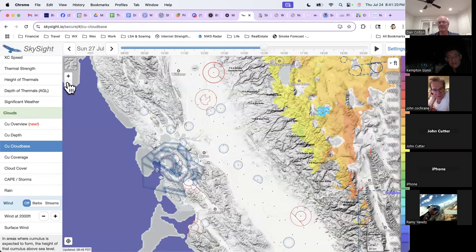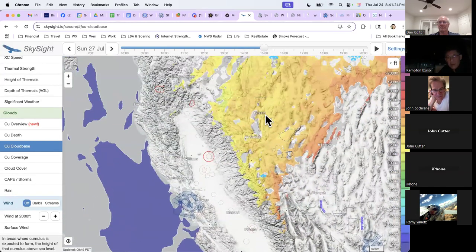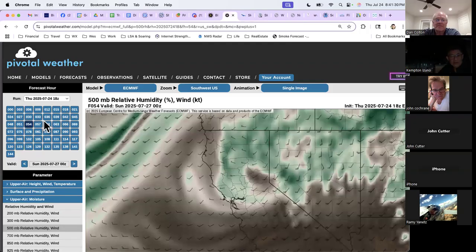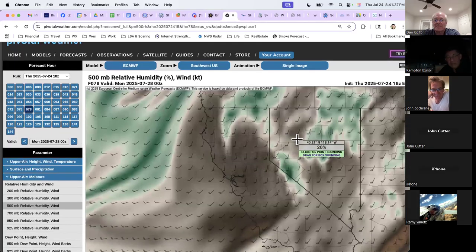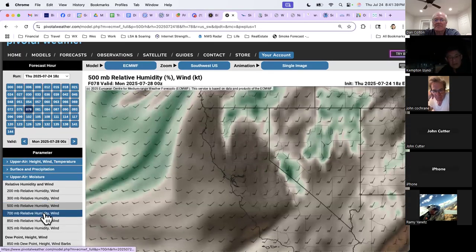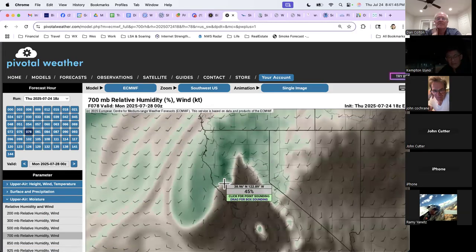But northeast out of Truckee looked like a fun project Sunday. It's low 12, but at least it's not overdeveloped, at least at 3 o'clock. And if we look at Sunday's forecast for 500 millibar, which is more relevant for the cirrus, it's looking pretty dry. And then we look at 11,000 feet. Yeah, it's still pretty moist along here for Sunday.